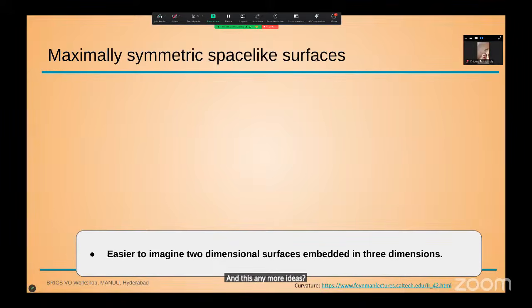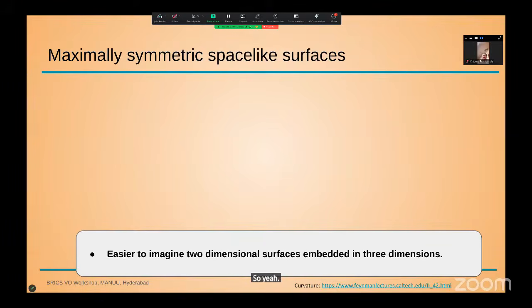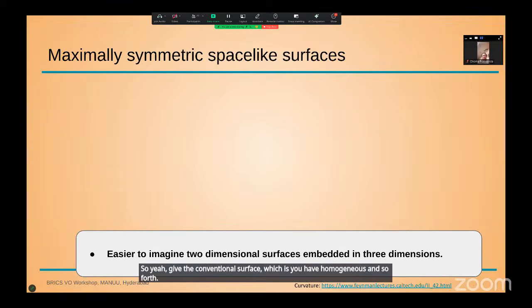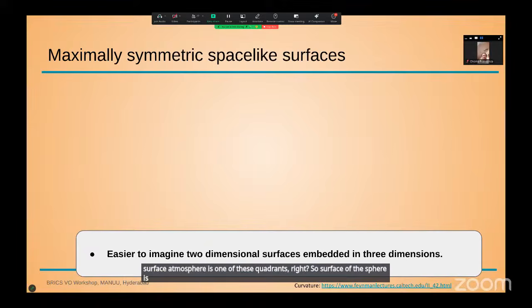See, a disk cannot be homogeneous at all points, right? If it is a finite disk, if I'm sitting at the center, then there is an edge somewhere else. If I go to the edge, it's not exactly the same. The disk does not look exactly the same. So, give me a two-dimensional surface which is homogeneous and isotropic. The surface of a sphere is one of these, right? Whichever point you go to, it's exactly the same, no problem.